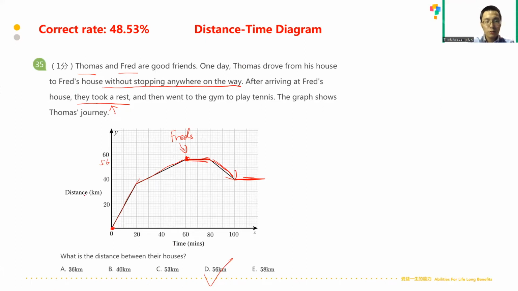Okay, so the only two key points about this question is, first, know how to read a distance time diagram, and second, know what a flat line, what a sloped line mean on these diagrams. Only two key points. Okay, we have a drink.